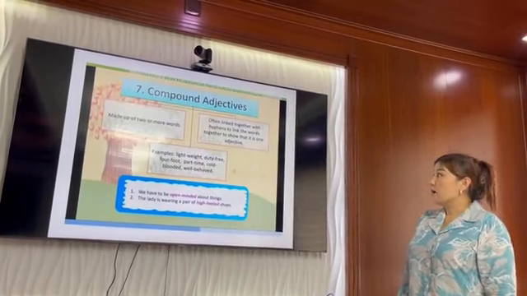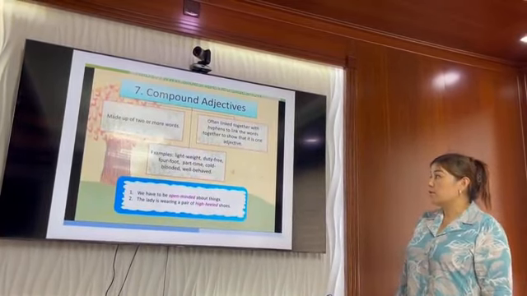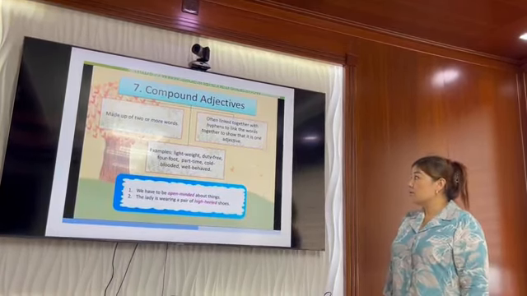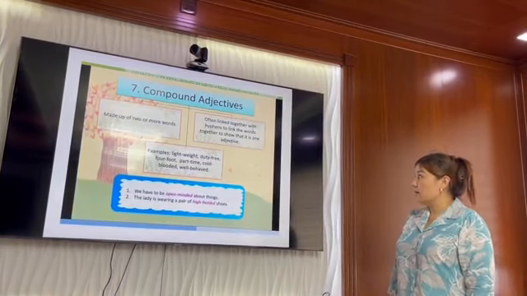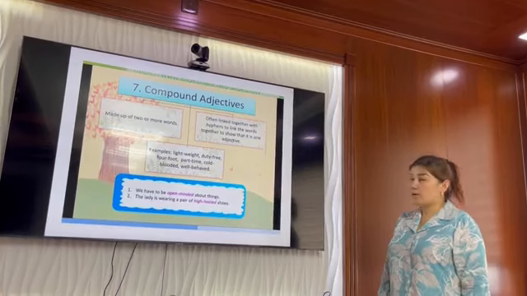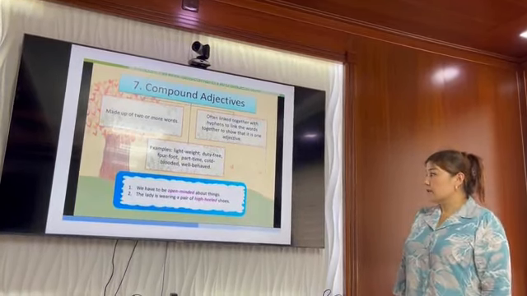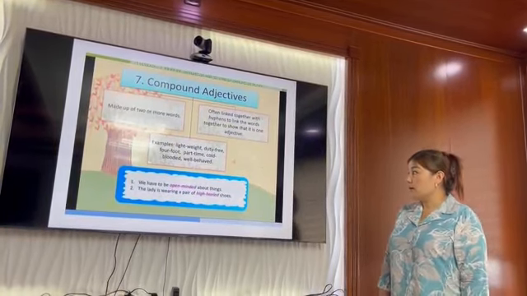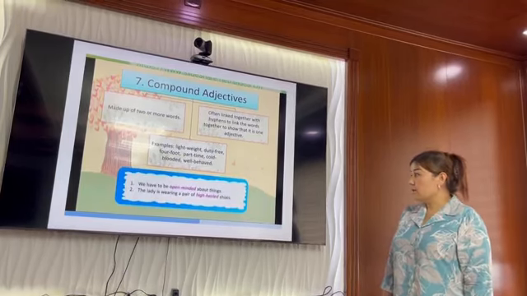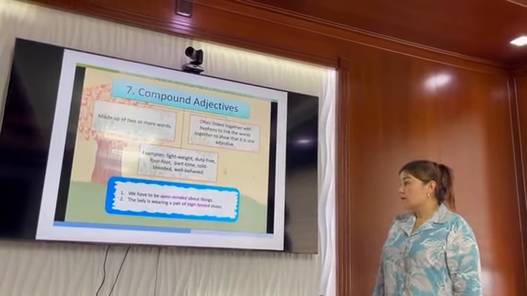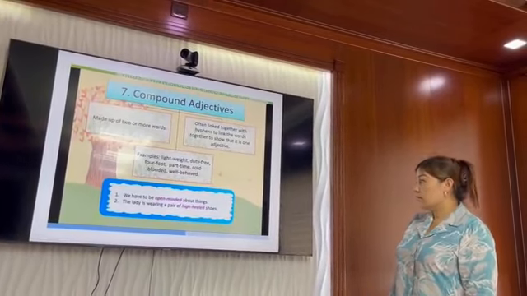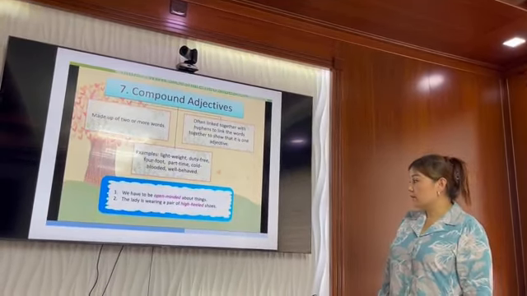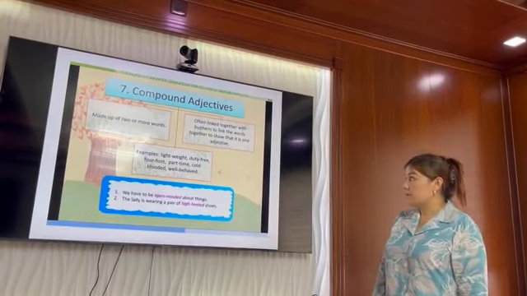Next is compound adjectives, made up of two or more words, often linked together with hyphens to show that it's one adjective. Example: lightweight, duty-free, part-time, cold-blooded, well-behaved. We have to be open-minded about things. And the next sentence: the lady is wearing a pair of high-heeled shoes. Open-minded and high-heeled are compound adjectives.